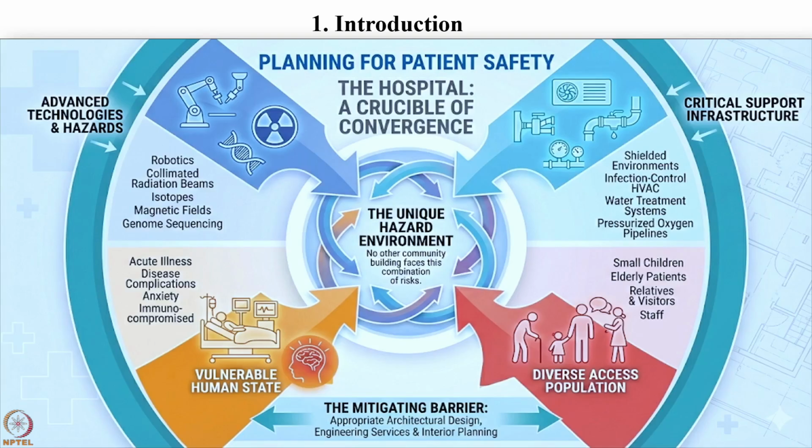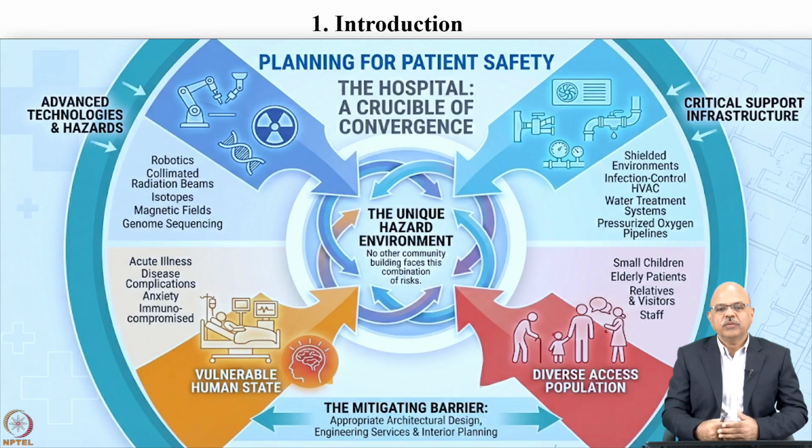The hospital, a crucible of convergence. You can see that this unique hazard environment involves a lot of advanced technology and hazards, and critical support infrastructure, and even a diverse access population. A mitigating barrier is appropriate architectural design, engineering services and interior planning, and a vulnerable human state. What we are more concentrated on is the diseases, their complications, the anxiety behind it, the immunocompromised patient, and the involvement of all this.